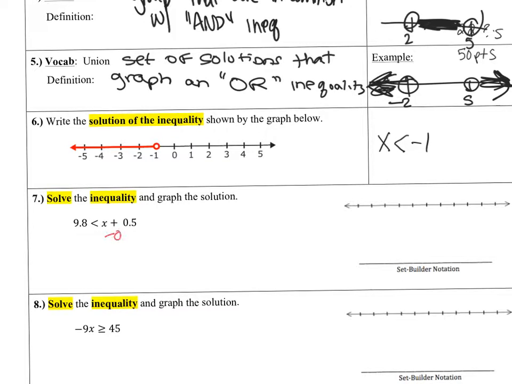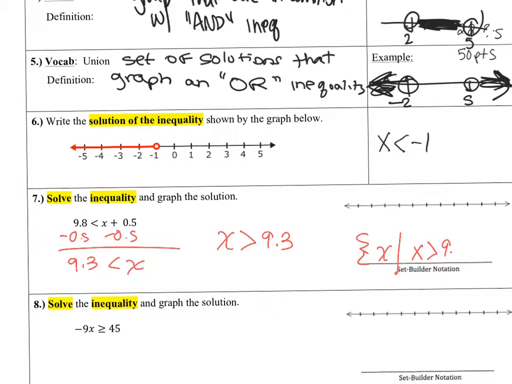In this case, you're going to subtract a half, and you get 9.3 is less than x, which in standard form is that x is greater than 9.3. Set builder notation, remember, squiggly bracket, x such that x is greater than 9.3. I will not mark it wrong if you forget to put it in set builder notation, but try to remember because I want you to make sure that you understand this form.